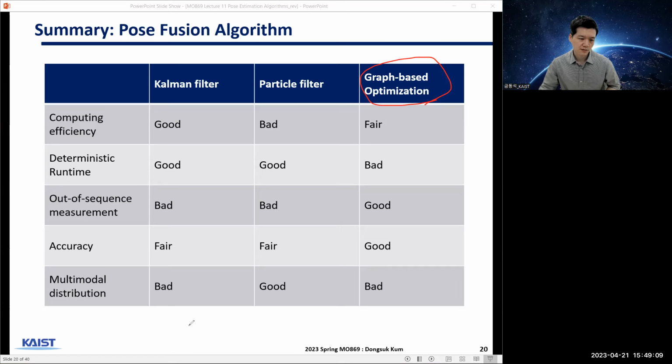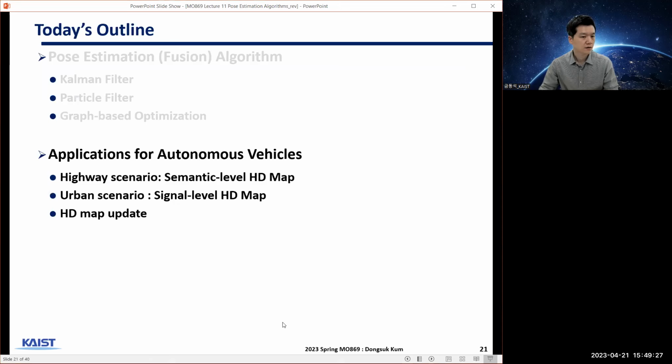If your system can be modeled by a linear system and Gaussian distribution, then Kalman filter is definitely the way to go. Okay, so keep that in mind. All right, let's see some applications, how these pose estimation algorithms are applied for autonomous vehicles.